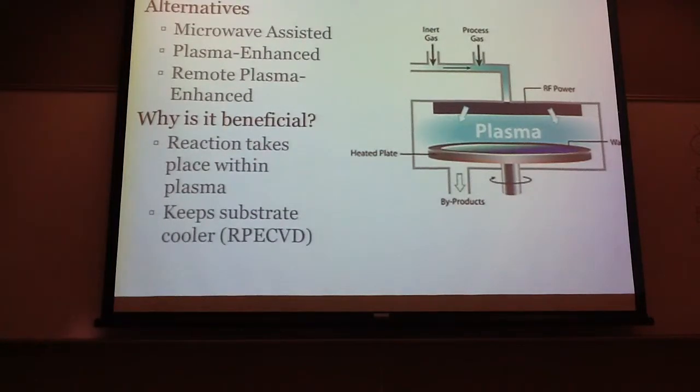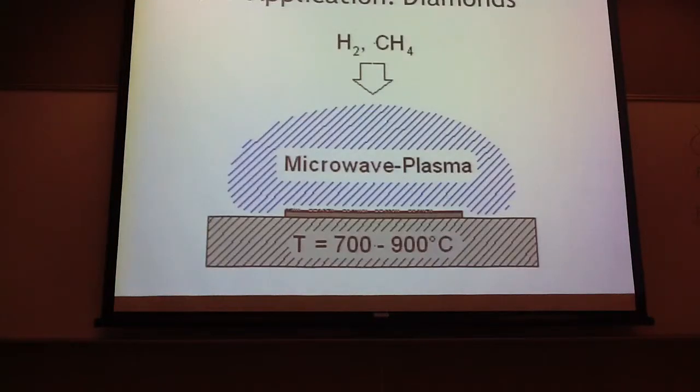And then why is plasma enhanced chemical vapor deposition beneficial? It's because the reaction takes place in the plasma. You can get much higher temperatures and make the reaction go much faster, which is very beneficial. And also, like I just got through discussing, in remote plasma enhanced chemical vapor deposition, you can keep the substrate cooler. And then one particular application of plasma enhanced chemical vapor deposition is diamonds. You can use inert hydrogen gas and methane, with microwave assisted plasma enhanced chemical vapor deposition.